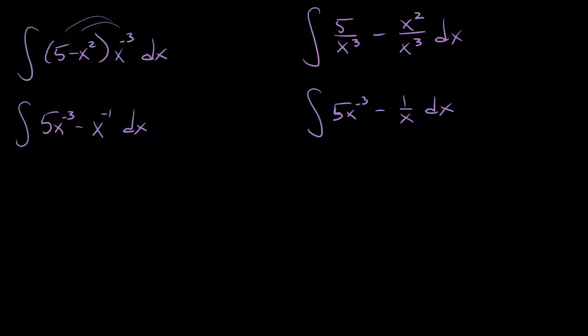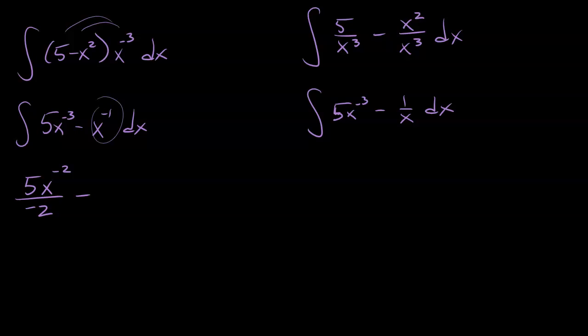Integrating 5x to the negative 3 isn't a big deal. You essentially add 1 to the power, because it's power rule, and divide by the new power. But integrating x to the negative 1 is a big deal because you can't use power rule. If we integrate x to the negative 1 with power rule, you get x to the 0 power divided by 0. Doesn't work.